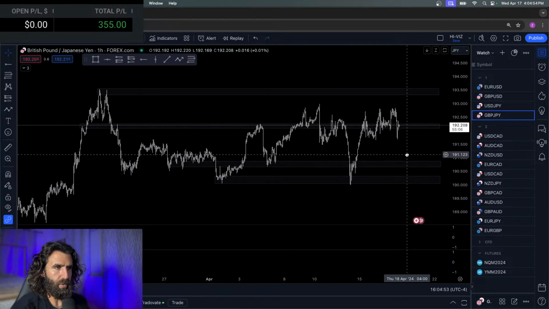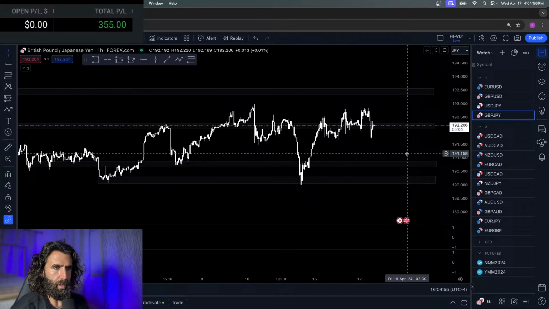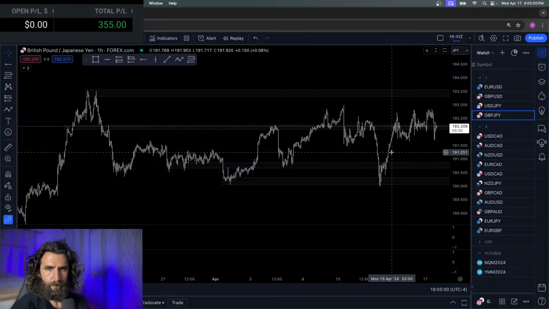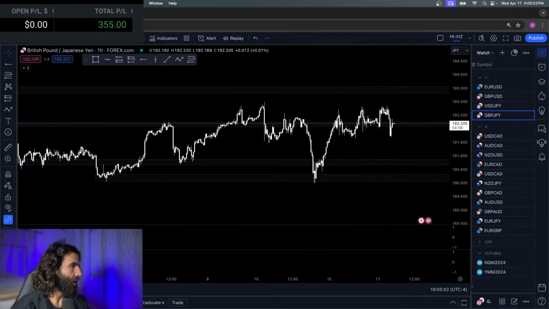Yeah, getting pulled in both directions from GBP and JPY. The movement up on one and down on the other. Yeah, I'm going to leave this one alone. Make a note.